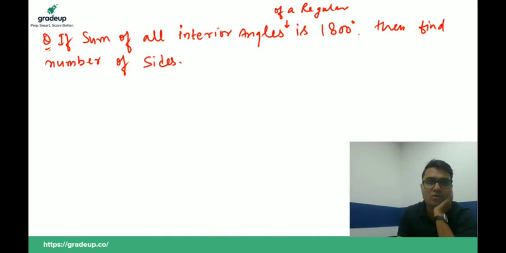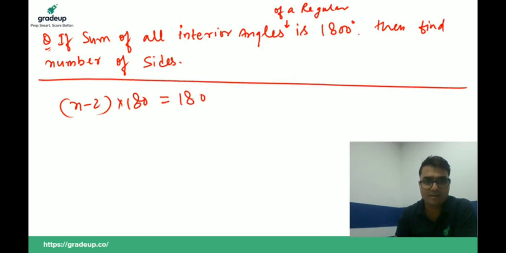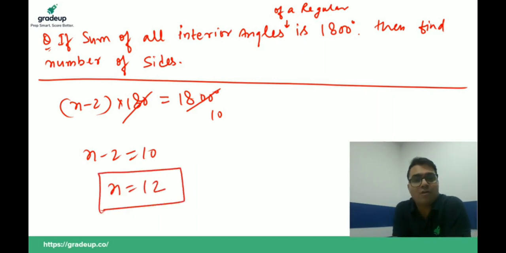So you all know the sum of all interior angles is n minus 2 into 180, and this is equal to 1800 in this question. So this will cancel out with this. N minus 2 is equal to 10, so n is equal to 12. So the number of sides is 12. I hope this is clear to all of you. So you can easily find the number of sides also if you have the sum of all interior angles. There is no problem.